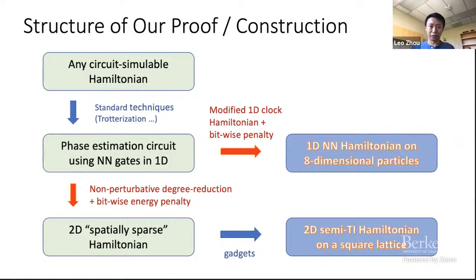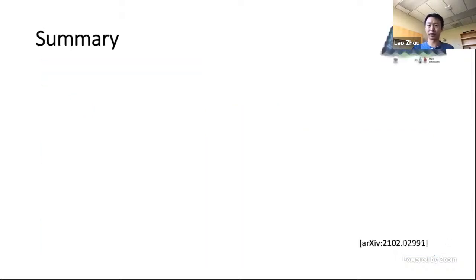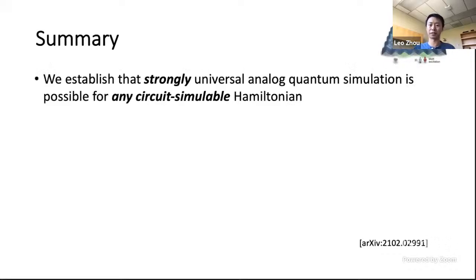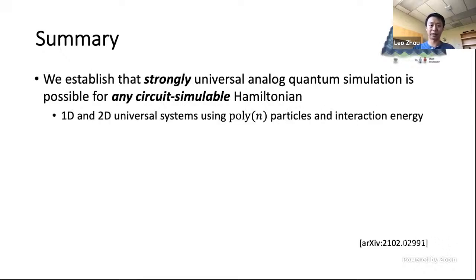So that's basically the outline of the structure of our construction, and that's what enabled us to get this nice strong universality result. I will end my talk now with a summary of what we've done. We have established that strongly universal analog quantum simulation is possible, not only for local Hamiltonians, but for any circuit simulable Hamiltonians. And this can be done, as I said earlier, with something as simple as 1D, 2D lattice models using only a polynomial number of particles and interaction energy.